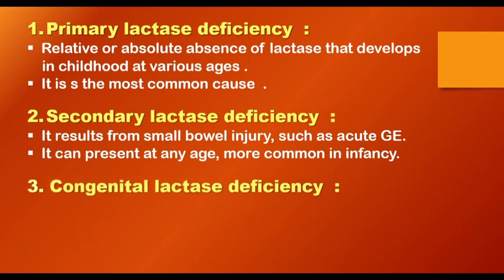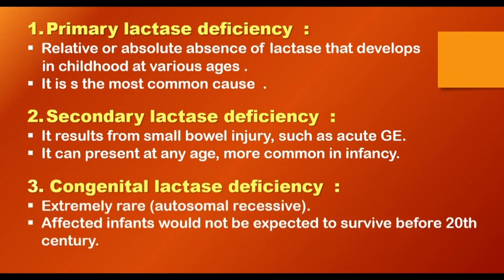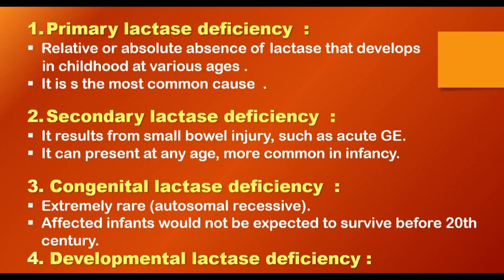The congenital lactase deficiency here is extremely rare, and as we say, this is congenital, so it is hereditary and it is an autosomal recessive disorder. So the infants with congenital lactase deficiency would not be expected to survive before the 20th century. Why? Because before the 20th century, there was no readily accessible and nutritionally adequate lactose-free human milk. So a substitute was not available at that time, and because this is a congenital lactase deficiency with no lactase activity at all, they would not survive before the development of the lactose-free diet.